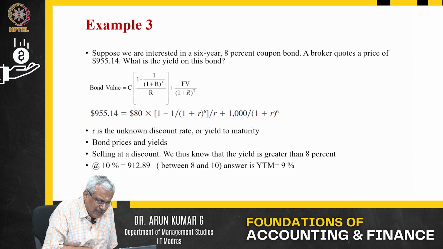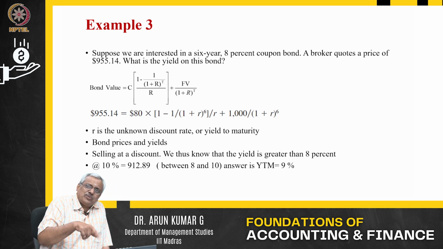So you can fix the same equation and calculate R. By a little bit of trial and error, it's somewhere between 8 and 10%. Now I know that the bond is selling at a discount, 955.14. It's a $1,000 bond. When will the bond sell at a discount? The bond will sell at a discount when the YTM, the expected return on the bond, is higher than the coupon rate.